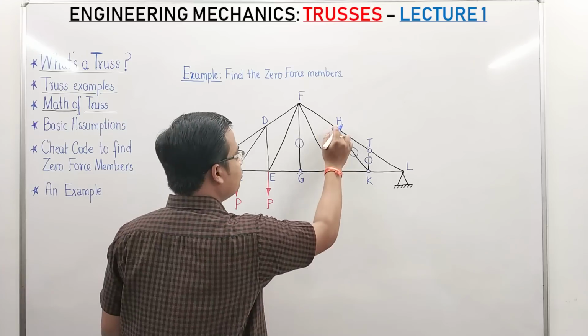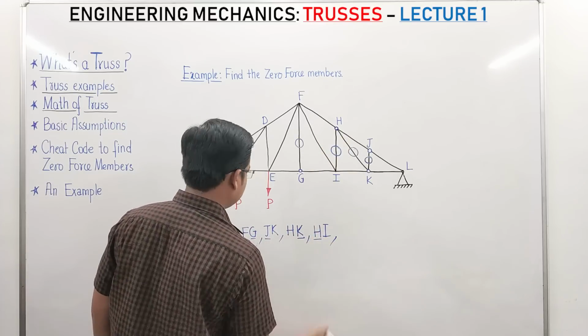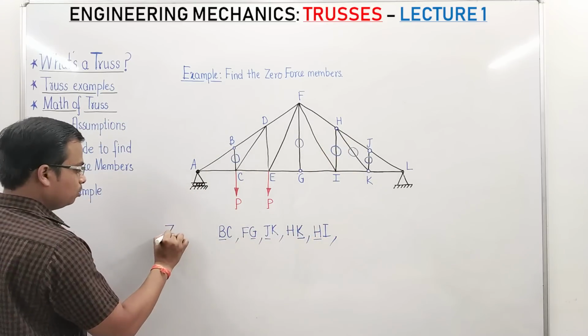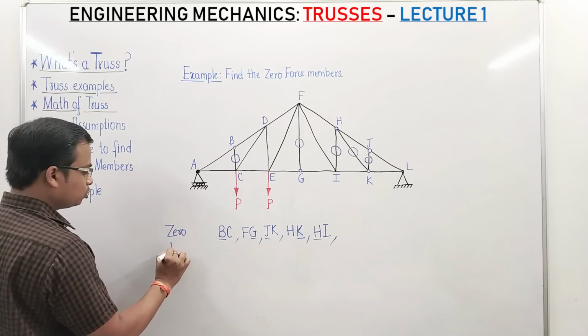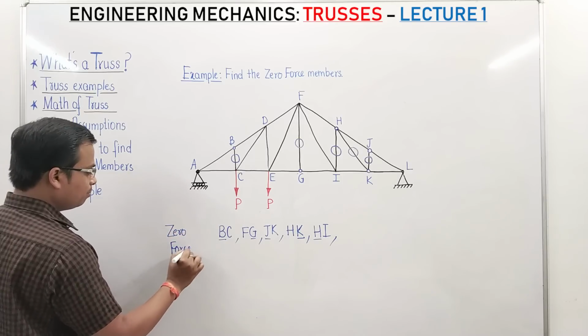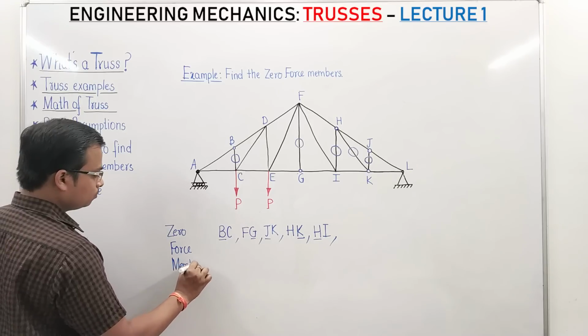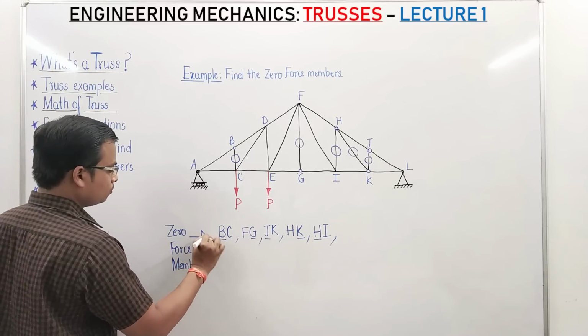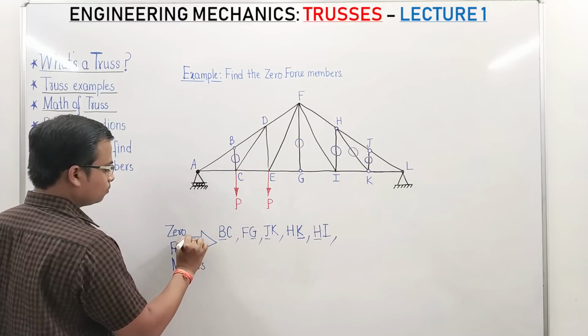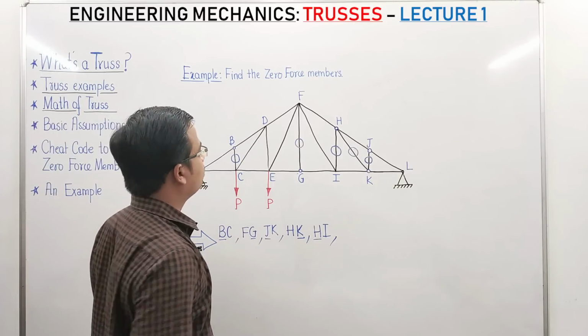Very easy. Where did we focus? We focused on H. So these are all the zero force members. There is also one more member left. Zero force members. Isn't this easy?